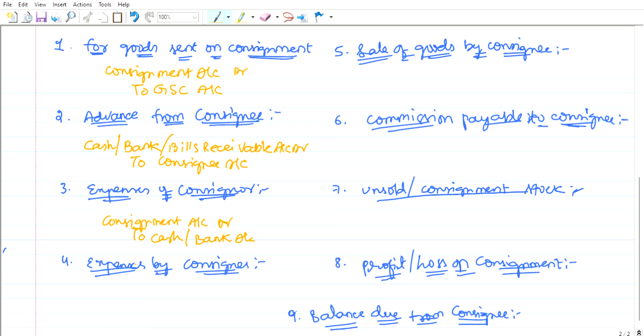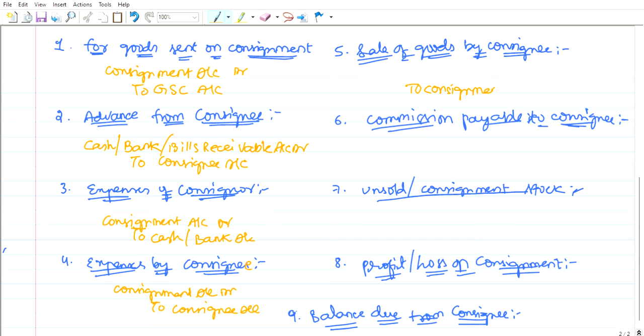And expenses incurred by consignee. Expenses incurred by consignee are indirectly expenses incurred by consignor. So the consignee will be incurring the expenditure on behalf of the consignor. So this is also expenses incurred directly. So consignment account debit to consignee. So for the sale of goods by consignee, we have to make consignee as creditor.